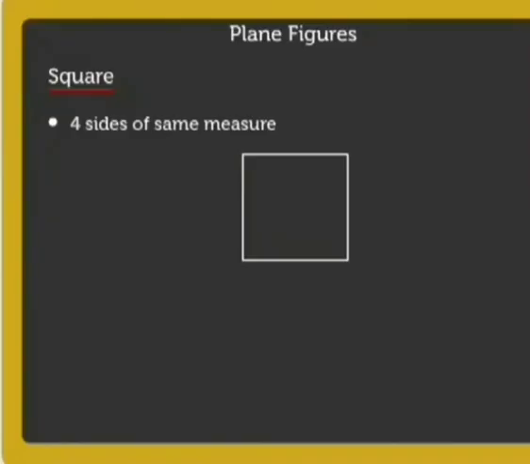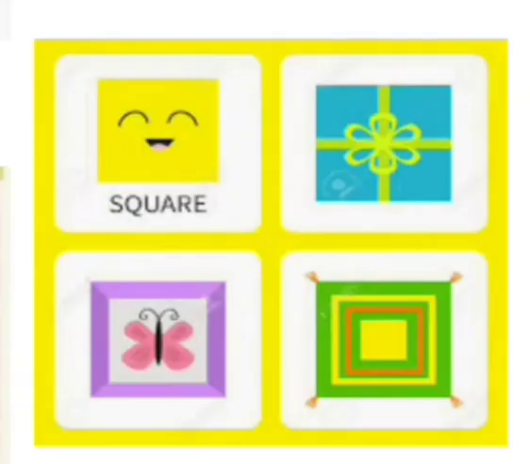And it has 4 vertices also. Vertices means corners, children, remember? Can you see these highlighted points, children? These are the vertices of the square. So a square has 4 vertices. Now let us see some examples of a square. Now the next shape is rectangle.